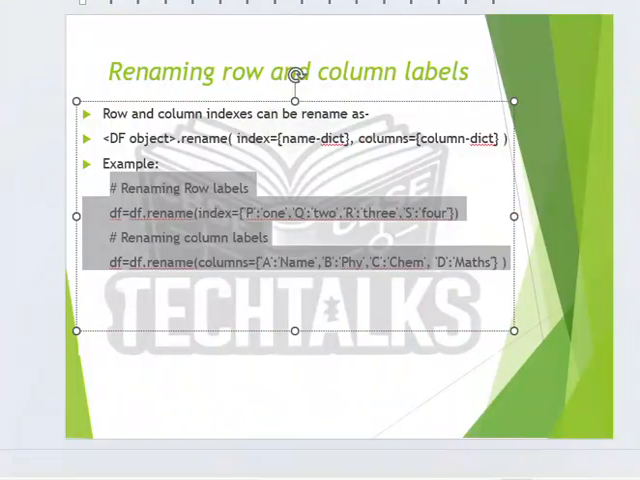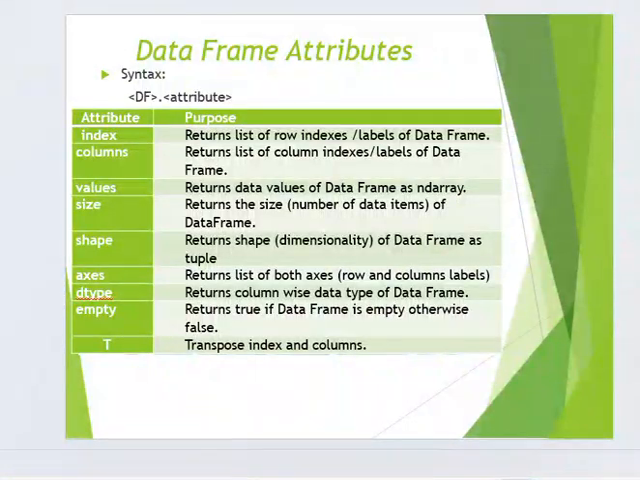Now next, there are some functions or attributes with the data frame. It is the same as what we have with Series also. The first one is index. It returns the list of rows, the row indexes or labels of the data frame. Columns returns the list of column indexes or labels of the data frame. Values will return the values of the data frame as an ndarray. Size is going to give the number of data items of the data frame.